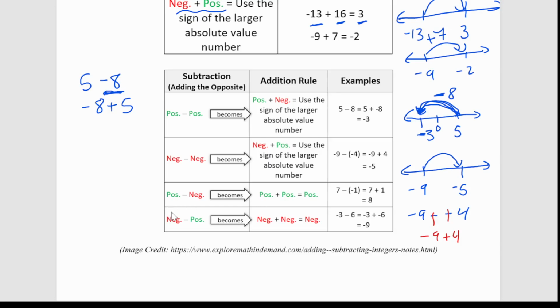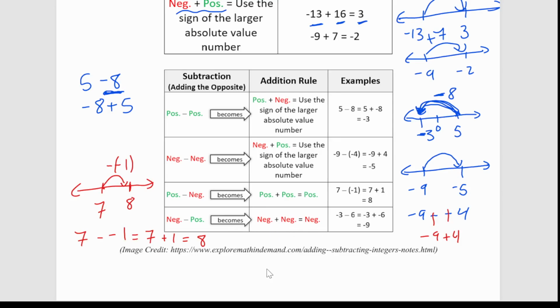Similarly, if I do a positive minus a negative, it works very, very similarly. So if I start at 7 and then I subtract negative 1, that means I move in the opposite direction, 1, away from the negatives towards the positives to give us 8. So 7 minus negative 1 is the same thing as 7 plus 1, which is 8.